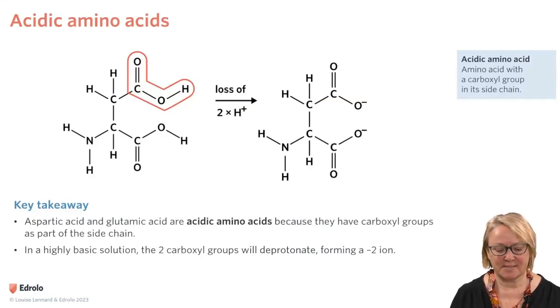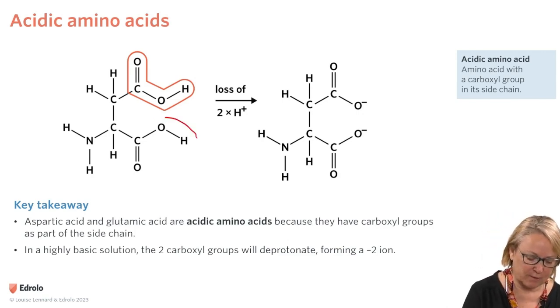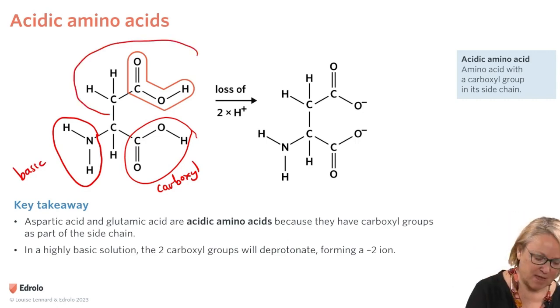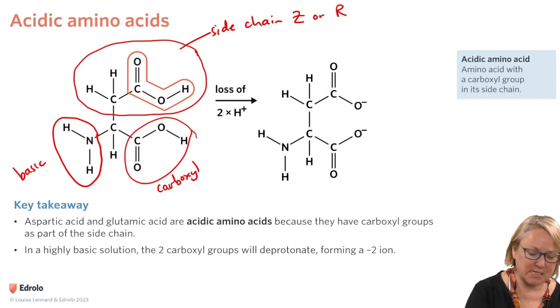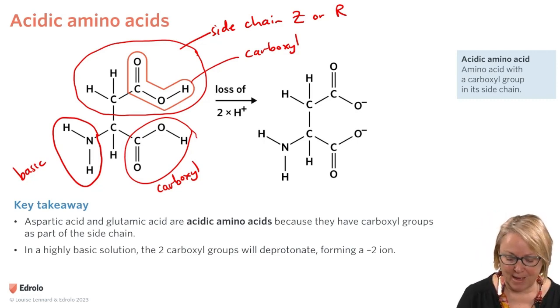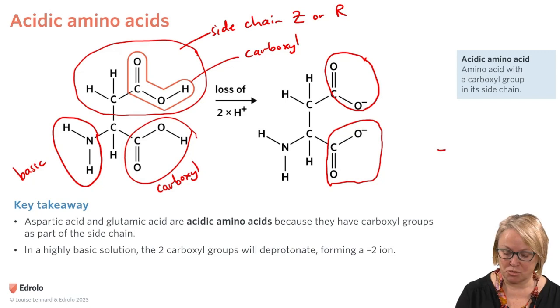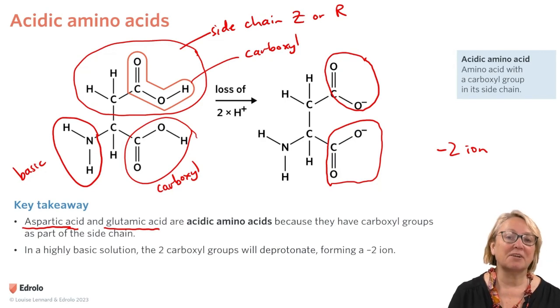What you do need to know is what we mean by an acidic amino acid and a basic amino acid. So amino acids have all got a carboxyl group, which is an acidic part anyway, and an amino group, which is basic. All alpha amino acids have that. What varies between the amino acids is the side chain, which is often given the symbols Z or R. And in this case, the side chain contains a carboxyl group. So if we lose 2 protons, one from the backbone carboxyl group and one from the side chain carboxyl group, then we've got a -2 ion, and that can be involved in ionic bonding. So acidic amino acids are aspartic acid and glutamic acid. They have carboxyl groups as part of their side chain.